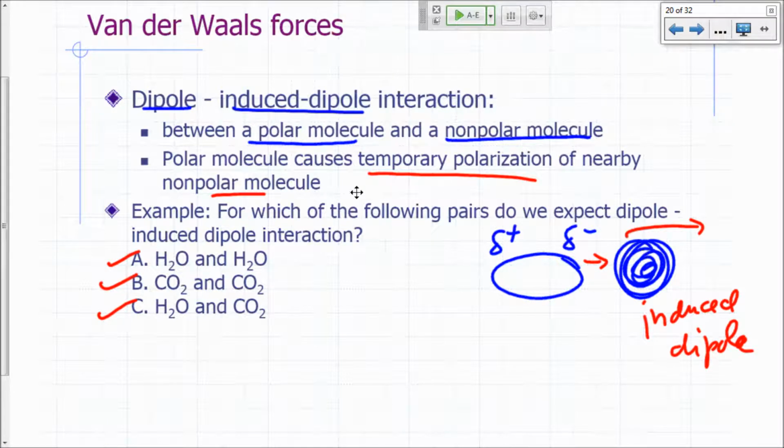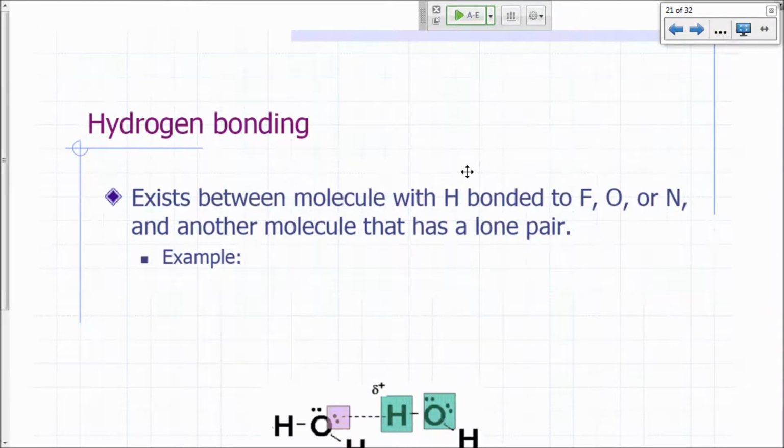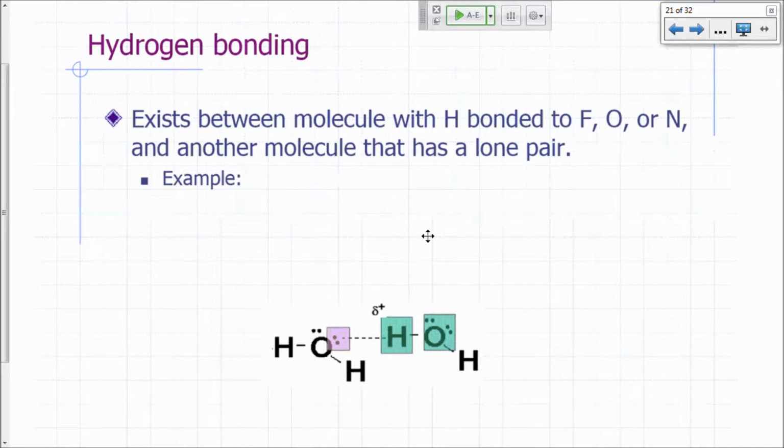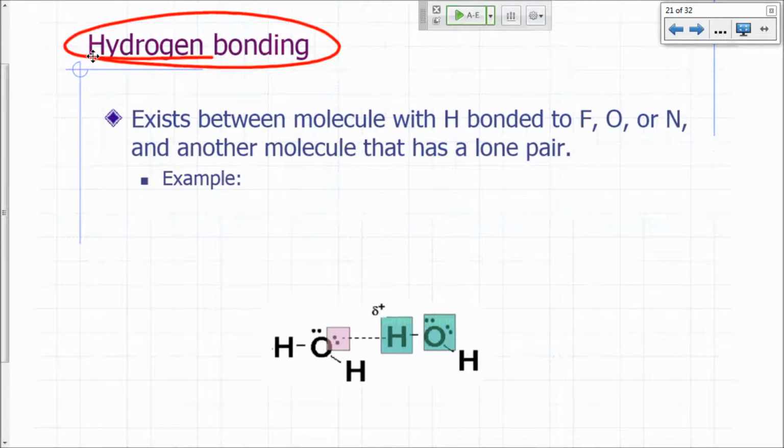See, water and CO2 are the most popular molecules you'll find on a test, so you should be good friends with them. Water is polar, CO2 is nonpolar. All right, so let's talk about hydrogen bonding. I mentioned this earlier when we talked about H2O and H2S, and there was an anomaly in our predictions. And that anomaly is due to what we call hydrogen bonding.